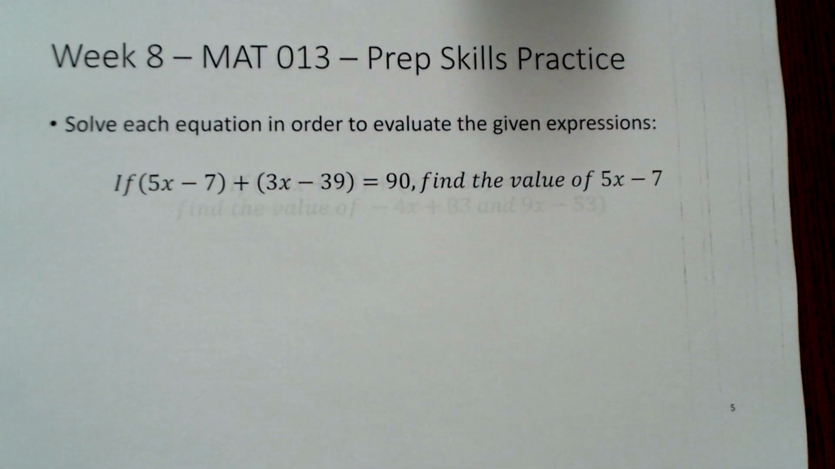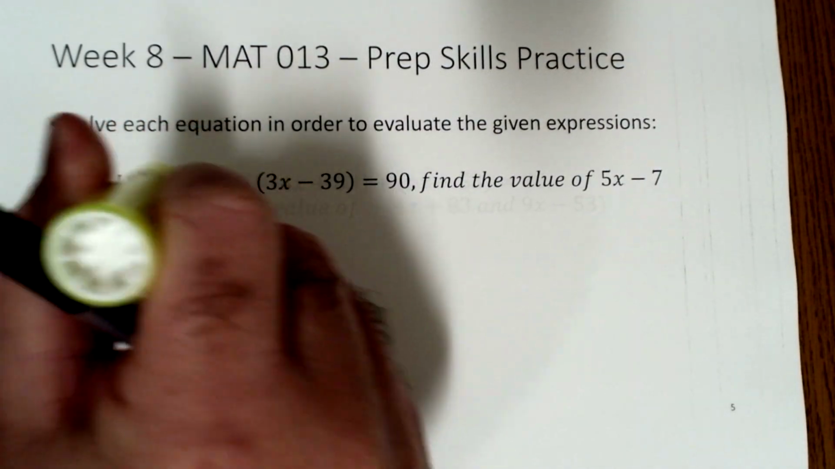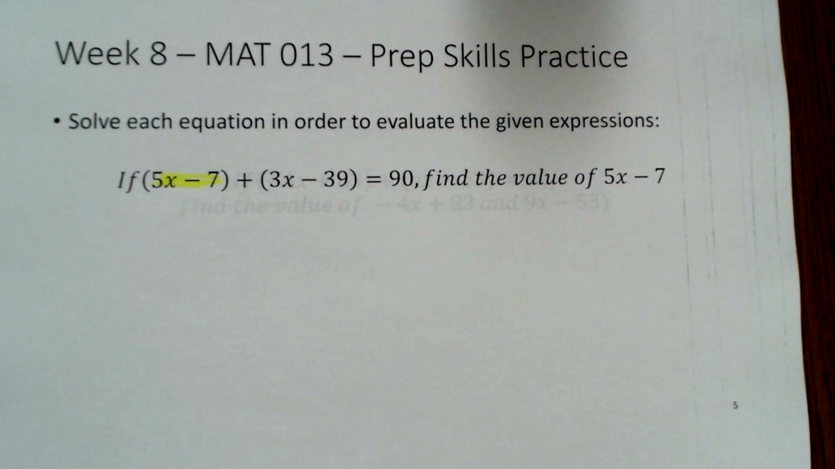Solve each equation in order to evaluate the given expressions. Okay, or expression, as the case may be. If 5 times (x minus 7) plus 3 times (x minus 39) is equal to 90, find the value of 5 times (x minus 7). Okay, so basically we're going to solve this whole linear equation to figure out the value of that piece of it. That's what we're going to do.